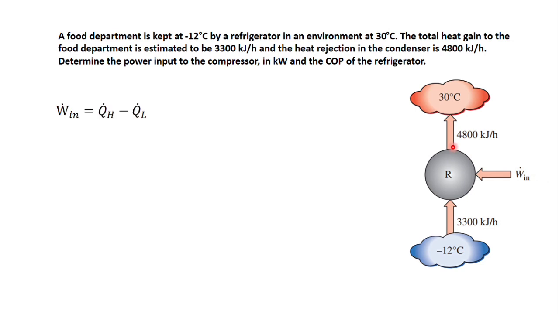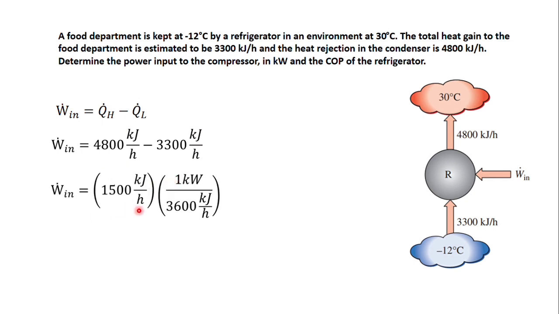So now let us solve for the work, or the rate of work input. So this is the formula. Rate of work input is equal to the rate of heat transfer to the high temperature minus the rate of heat transfer to the low temperature. So plug in the values. We have for our rate of heat transfer to the high temperature 4,800 kilojoules per hour minus 3,300 kilojoules per hour for the rate of heat transfer to the low temperature.